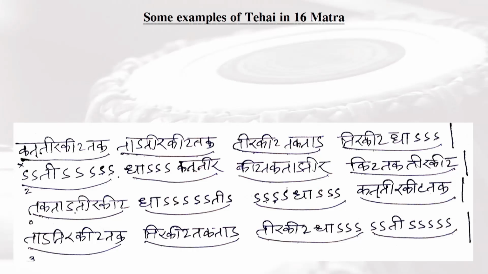So we will recite this Tehai now in Taal, Teen Taal. Dhin, dhin, dha, dha, tin, tin, ta, ta, dhin, dhin, dha. Katirikit tak ta tirikit tak tirikit tak ta tirikit dha ti dha, katirikit tak ta tirikit tak tirikit tak ta tirikit dha ti dha. So this is how you can recite this Tehai.